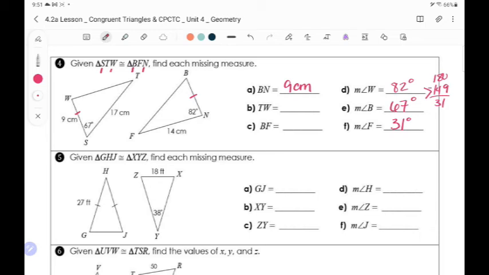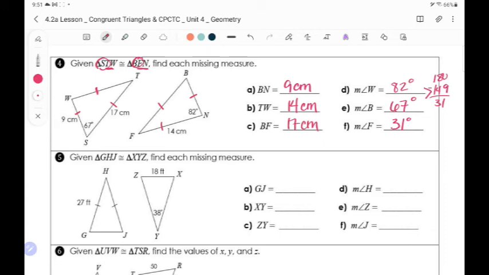All right. The next one that they ask us for is TW. TW is the second and third letter. It's right here. TW is the second and third. Look at this FN. FN over here is 14 centimeters. TW is equal to that, so it's 14 centimeters. And then the last one, BF. Notice that's the first 2 letters. BF right here is the first 2 letters. That means it's matching with ST, which is 17 centimeters.